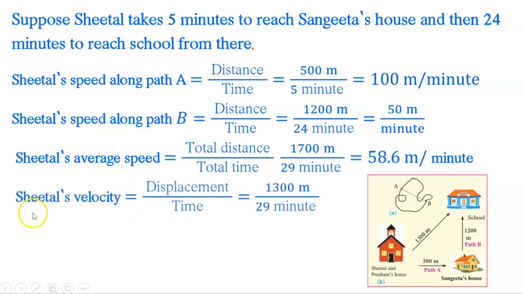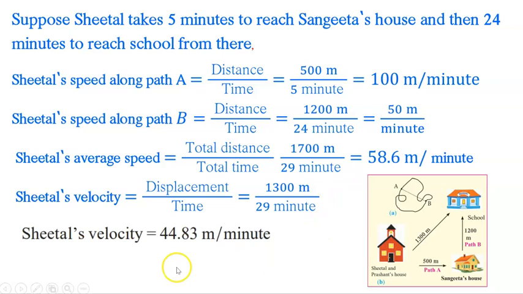ओके. नाव शीतल्स वेलॉसिटी. शीतलची वेलॉसिटी किती असू शकेल? That is a straight distance between Shital's house to school. किती येते? 1300 मीटर. And time किती लागलाय तिला? 29 minutes. Okay. Therefore, Shital's velocity is equal to displacement upon time. That is 1300 meter upon 29 minutes. And if we simplify it, therefore you will get Shital's velocity is equal to 44.83 meter per minute. Okay. In this way, we have calculated the Shital's speed as well as Shital's velocity.